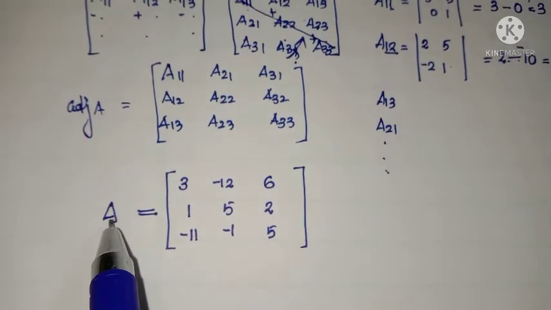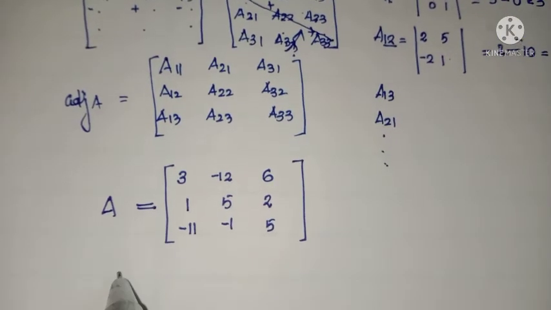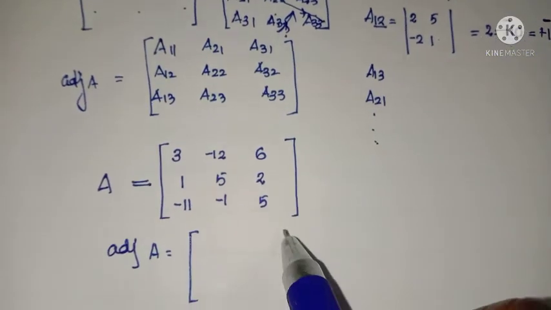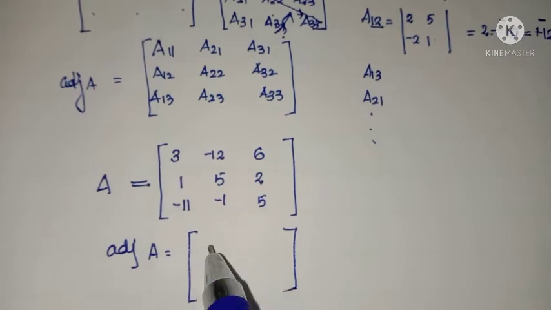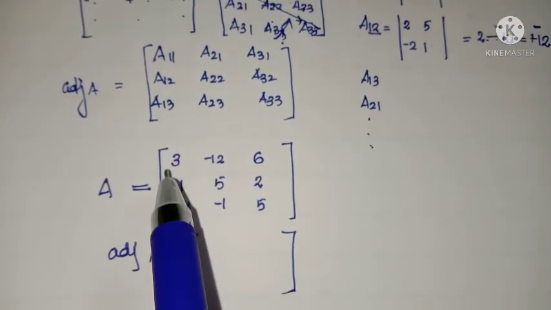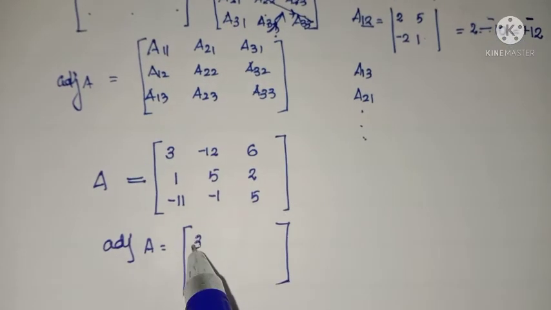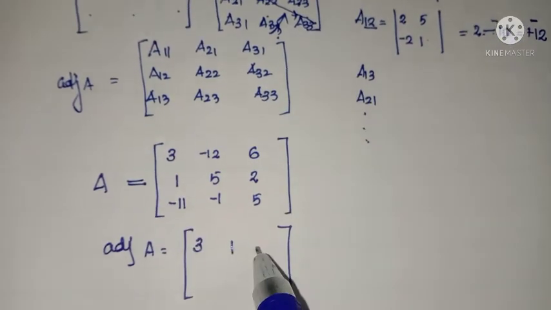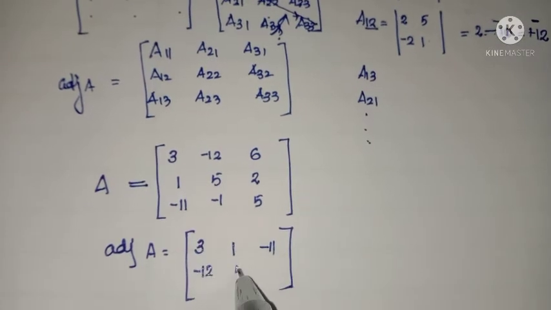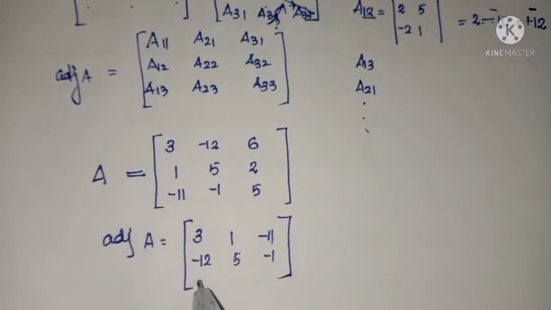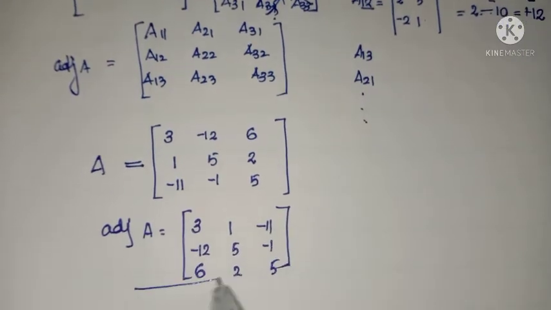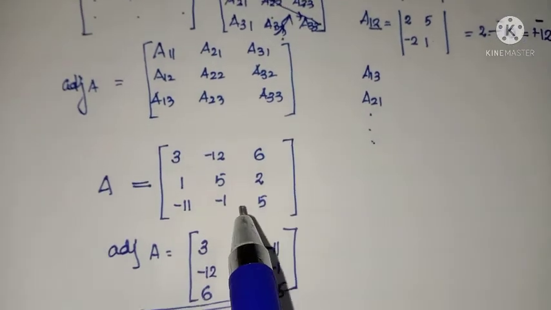After getting this cofactor matrix, we have to write its adjoint. What is the adjoint matrix? Write the transpose of this matrix. Transpose means interchanging rows into columns and columns into rows. So this becomes 3, 1, minus 11; minus 12, 5, minus 1; 6, 2, 5. So this is the adjoint of the given matrix.